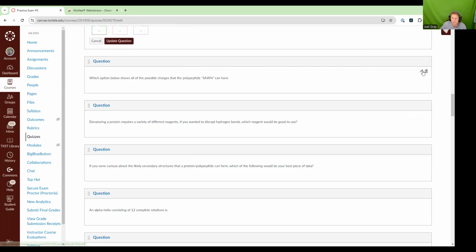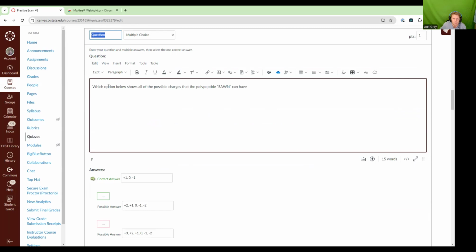Okay, now question below. Which option below shows all of the possible charges that the polypeptide SAWN can have? It's almost like I misspelled swan. SAWN. Okay, for this, the way that I approach this is I draw a nice little box right there, and I'll think about all of the identity of my amino acids. Serine, well, that can be positively charged on the N termini. The R group of serine, no matter what, is going to be neutral.